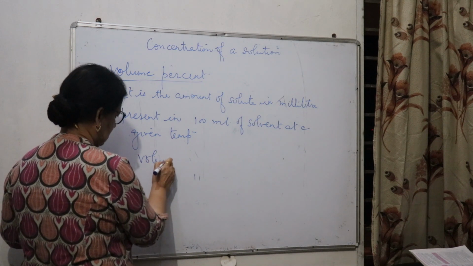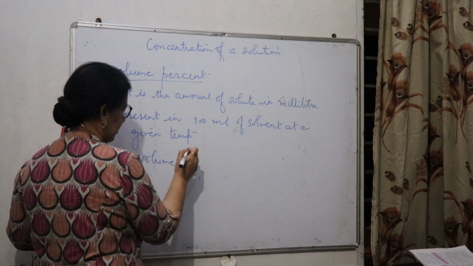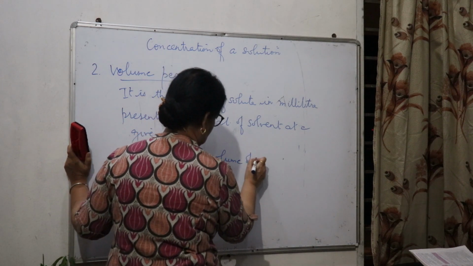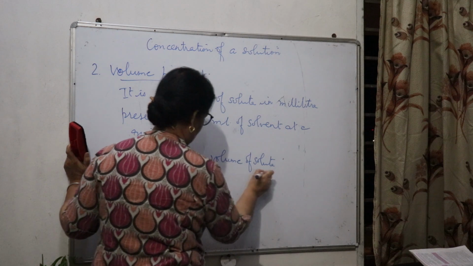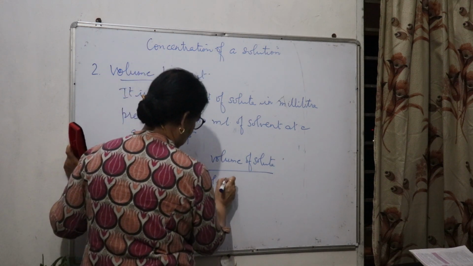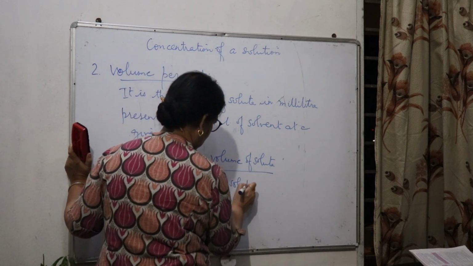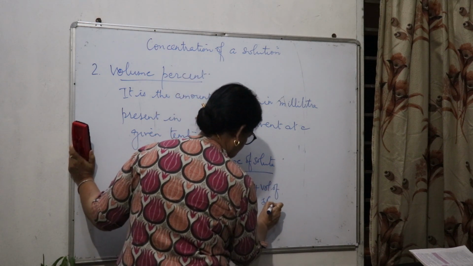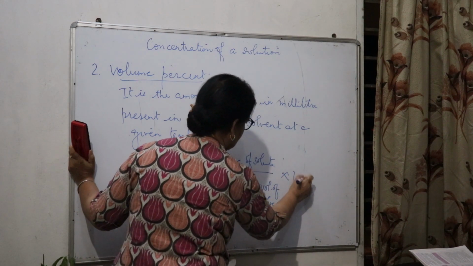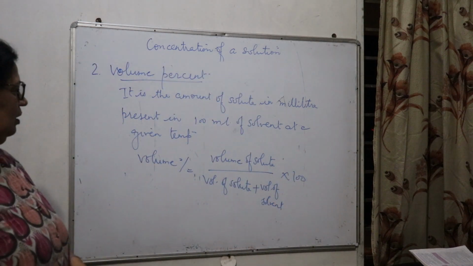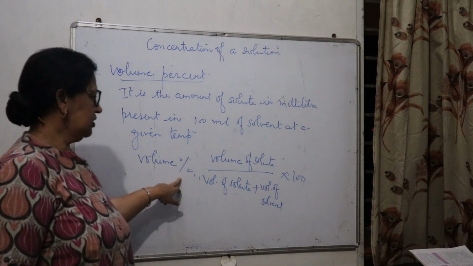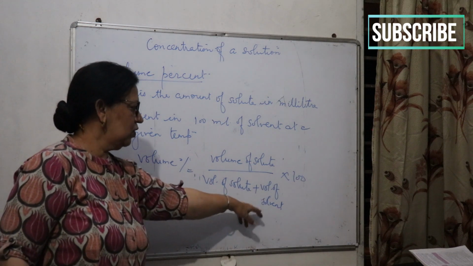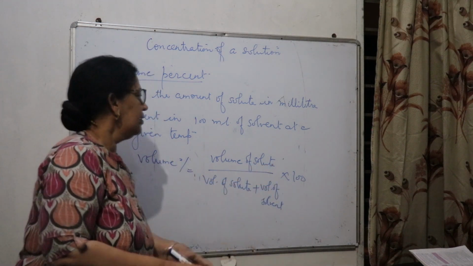Volume percent is equal to volume of solute upon volume of solute plus volume of solvent into 100. How can we calculate the volume percent? That is equal to volume of solute upon volume of solute plus volume of solvent into 100.